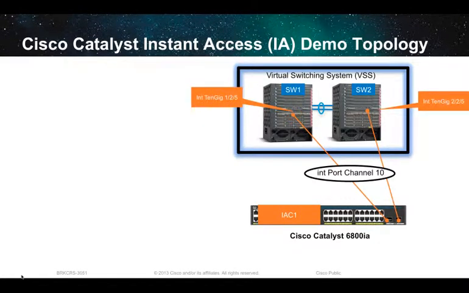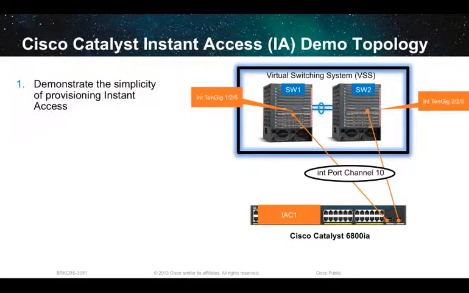Topology has two components. One is a parent switch, which is our Catalyst 6500 with Supervisor 2T and 6904 line card in the 10 gig mode. And the second component is our Cisco Catalyst 6800 IA, which is connected to the parent using two 10 gig uplinks.